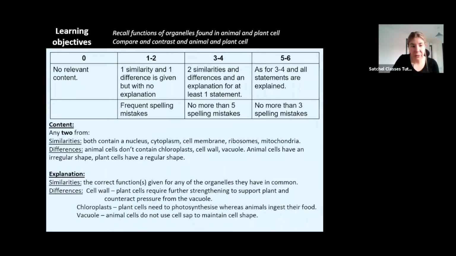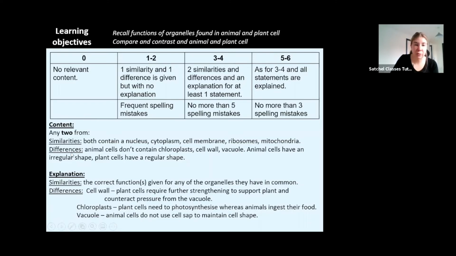All right, so this is a copy of a mark scheme that they're using. So let's go straight to these top marks. I'm not even going to bother talking through this. To get 5 or 6 marks, you need maybe two similarities and a difference and an explanation. So you need at least 2 similarities and 1 difference. If you've done more, fantastic. And you need an explanation.